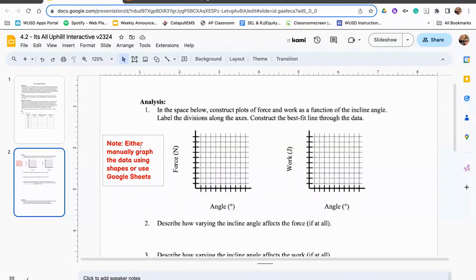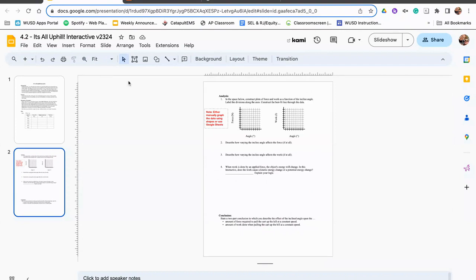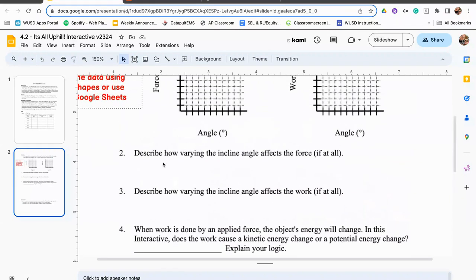And so my note is you can either do this manually using the shapes feature. So the shapes are right here. You could go ahead and manually add some text boxes and some shapes. I would zoom in as much as possible when you're doing this. Let me go back to fit. And then from there, you're just going to be answering the analysis questions.